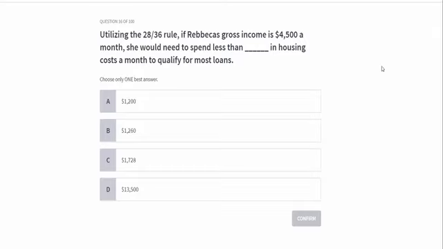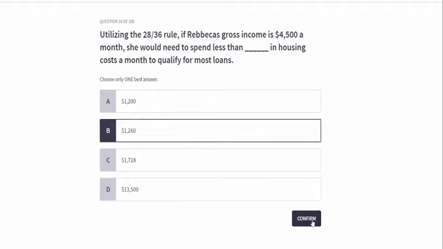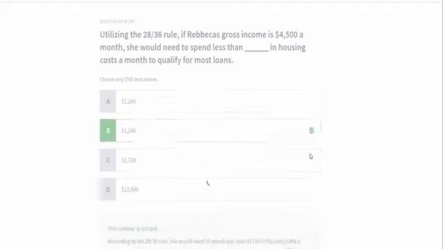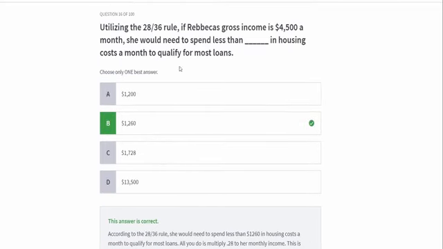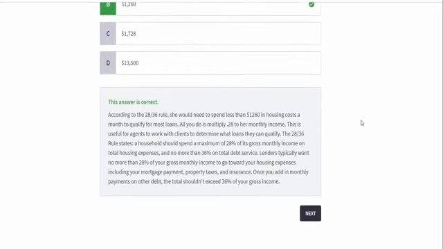So now when we're talking about this problem, what is our answer? So our answer is going to be B, $1,260. So how did we get that? Well, it's actually quite simple. All you do is multiply 0.28 by her monthly income. So in our case, you would take that $4,500, multiply by 0.28, and you would get that $1,260.